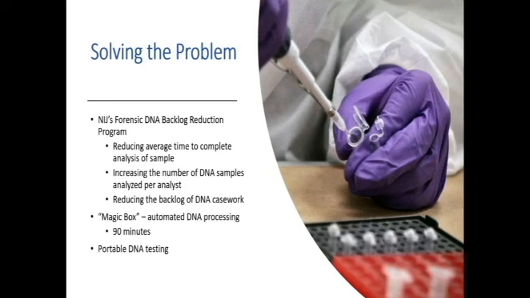So by using technology, we can try and reduce the backlog as best as we can. So with money and technology, with both of those, we can eliminate the backlog in DNA testing.